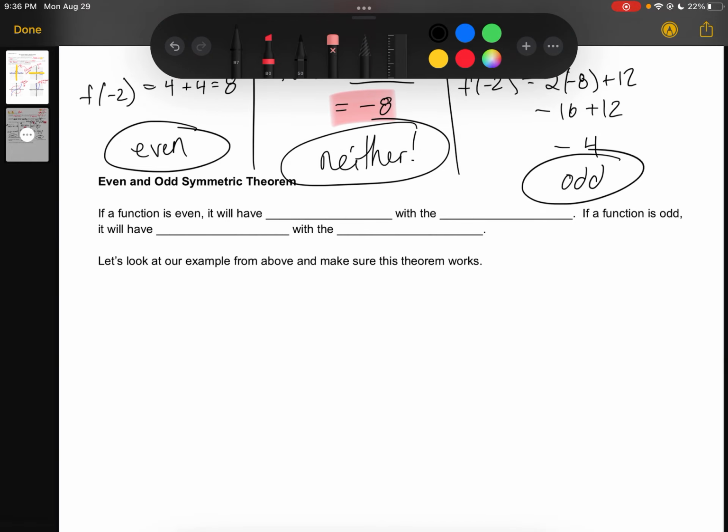All right, our last piece of notes here is a theorem that should help you with these things. If a function is even, it will have symmetry with the y-axis. If a function is odd, it will have symmetry with the origin.